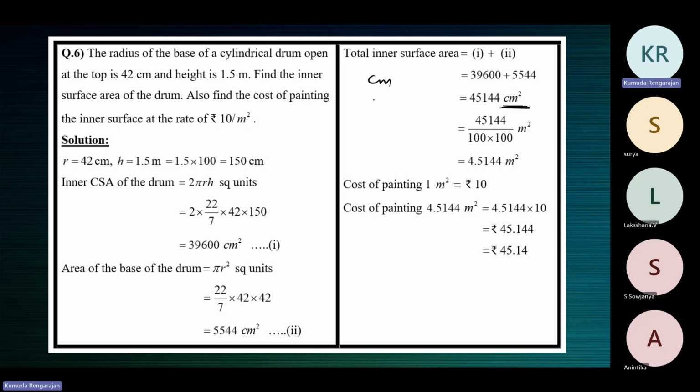To convert centimeter to meter, we need to divide by 100. So to convert centimeter square to meter square, we need to divide by 100 two times. See, don't think of 100 in the denominator. 45144: to convert centimeter to meter, you divide by 100 like this. So do it 2 times, meaning you should add 2 more zeros. 100 has 2 zeros, add 2 more zeros. So if you have to convert centimeter cube to meter cube, add 2 more zeros. That's what I've written as 100 into 100.